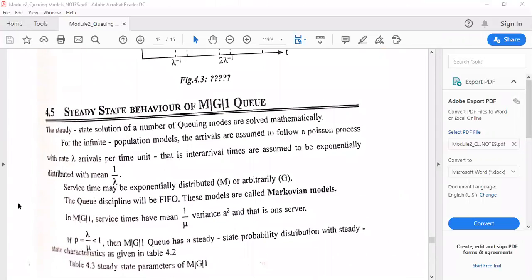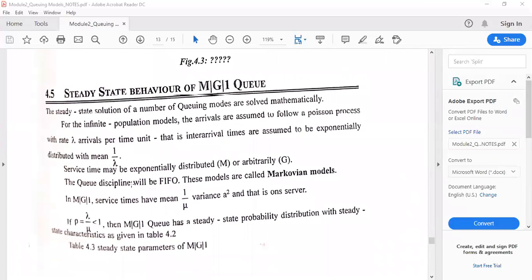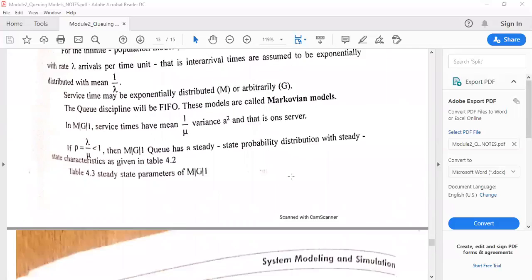The last important topic here is the steady state behavior of the M/G/1 queue. The steady state solutions of a number of queuing models are solved mathematically. For the infinite population, the arrivals are assumed to follow a Poisson process with rate lambda arrivals per time unit. That is, the inter-arrival times are assumed to be exponentially distributed with a mean of 1 by lambda. The queue discipline will be FIFO. These models are also called Markovian models.